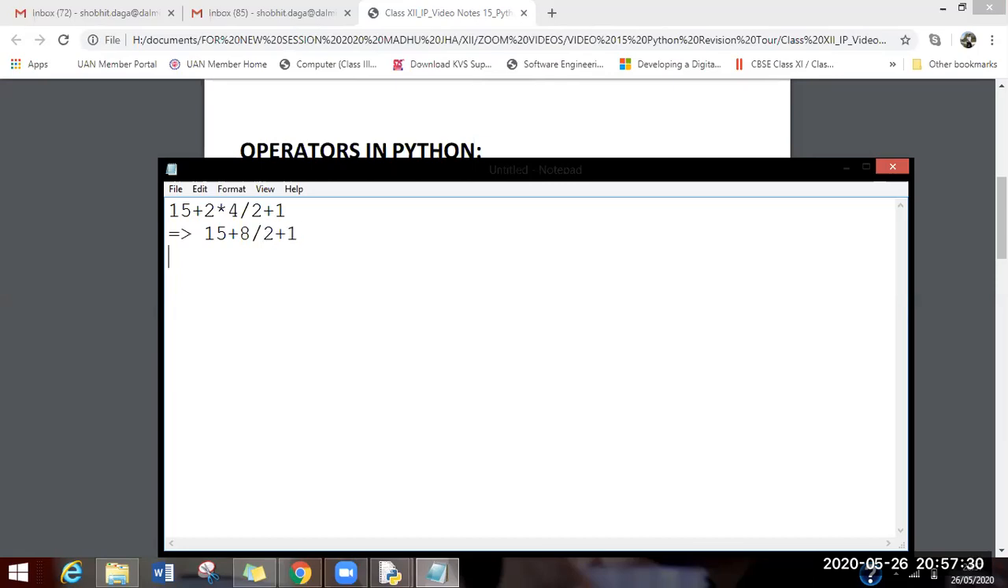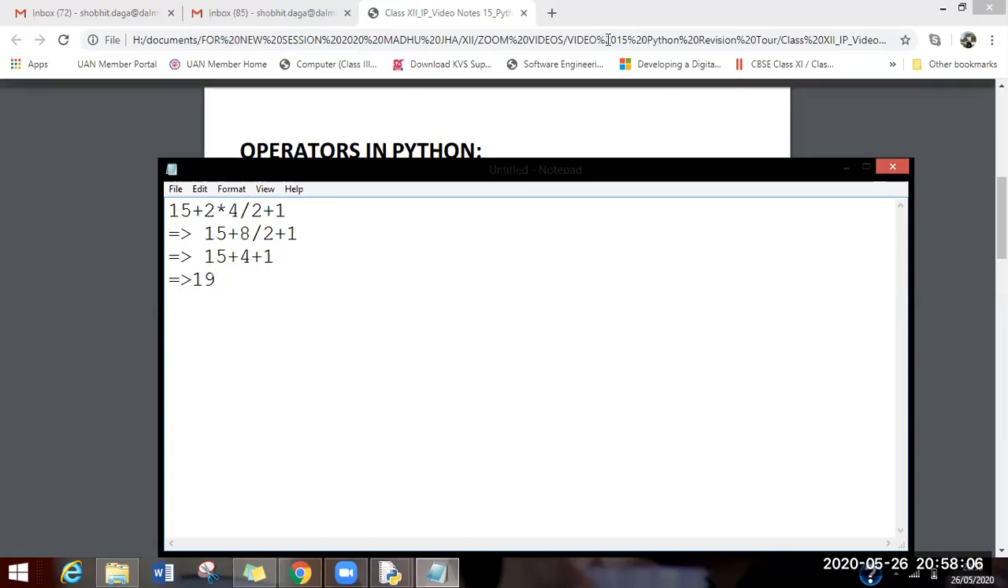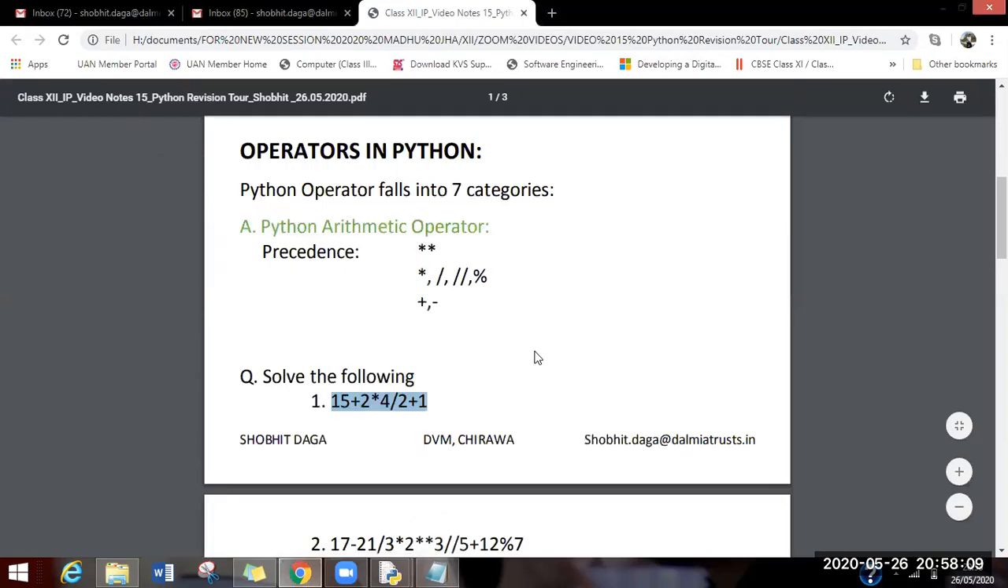In step 1, it will look something like this after processing. Although you guys are fast enough and you will not have to do it in a step-by-step manner, because you have been doing mathematics for quite a period of time. So 15 plus 8 divided by 2 will be 4 plus 1, and you will have your answer as 19. 4 into 2 gives 8. 8 divided by 2 is again 4, and when we sum it up, it gives us 19. Simple, straightforward, nothing to think about.